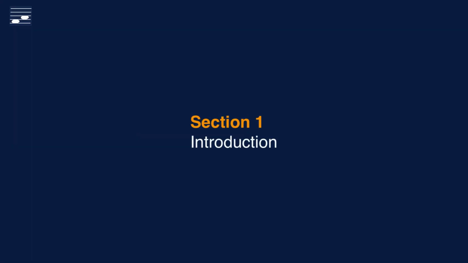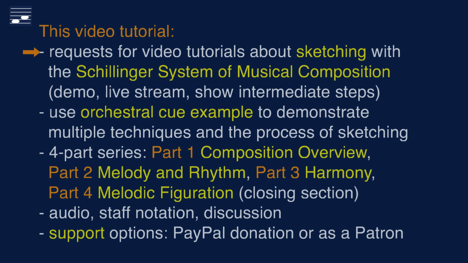Let's introduce the 4-part series. Over the years, I've uploaded many tutorials about techniques from the Schillinger System of musical composition. There you'll find fundamentals and numerous examples. However, viewers have been asking, please could you demonstrate the sketching process in more detail? Show me how you get from a basic sketch with a single or a combination of Schillinger techniques to the final version of a piece of music.